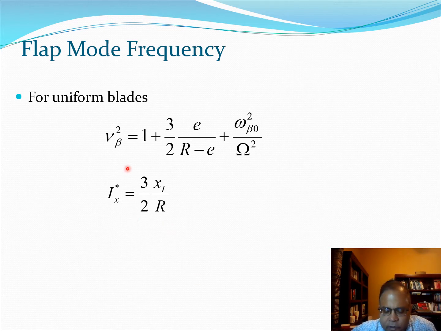So if we want to further simplify our equations, we can consider a uniform blade, then you get this equation here, and then Ix star becomes this here, right? So we of course clearly know that nu beta is greater than 1, and we also know that it has components due to centrifugal force, that's the 1, due to the offset of the hinge, that is the E, so that increases the flap frequency, and also the spring here, that also creates some extra stiffness, so it increases the frequency.